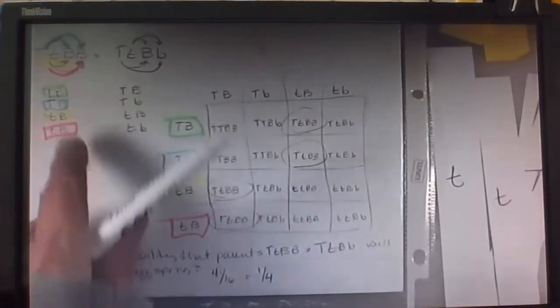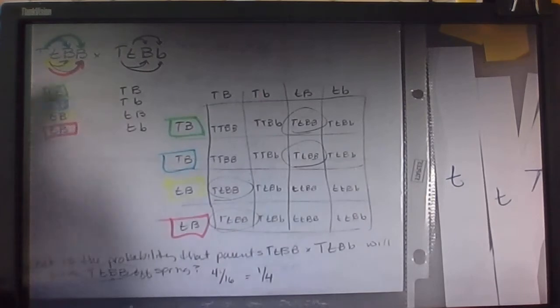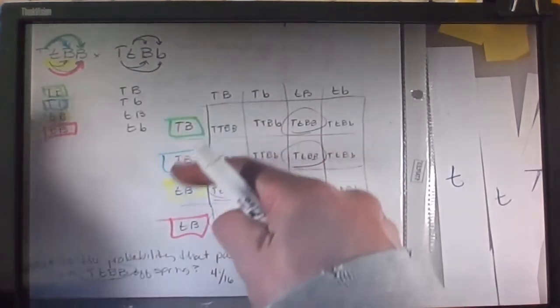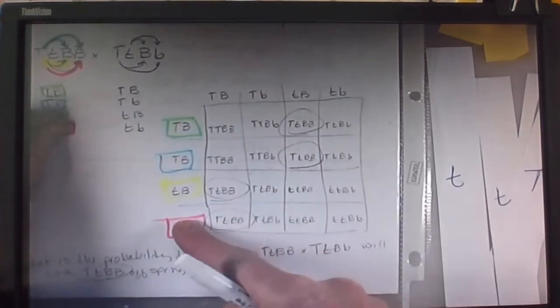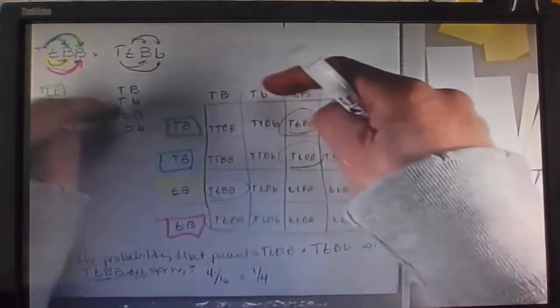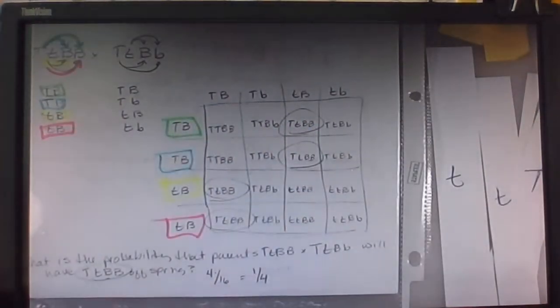So these are all the gametes that I just talked about. Then you put all of these down one side because that's one parent. Then you put all of these across the other side because that's another parent. And then you fill it in.